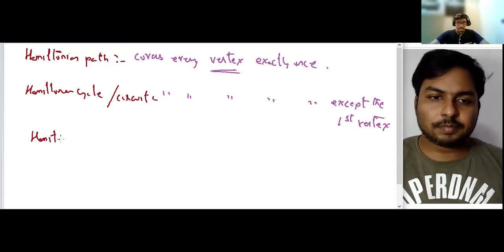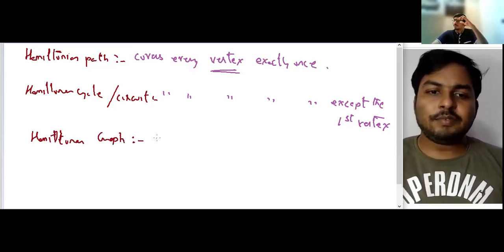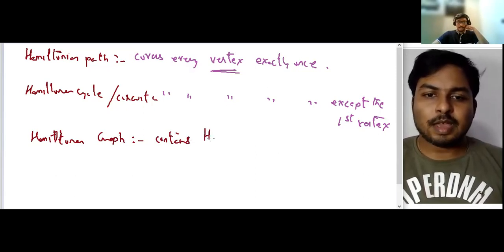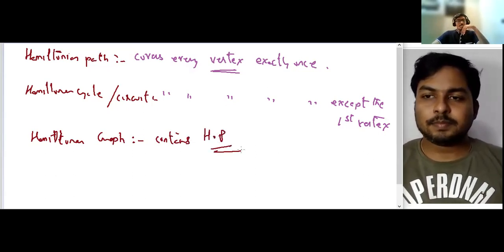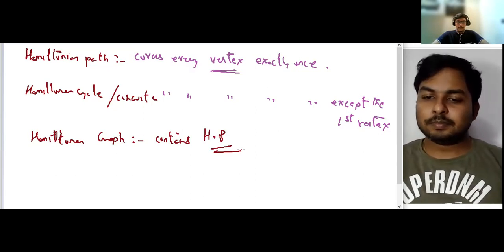Hamiltonian graph. So a Hamiltonian graph is a graph that contains a Hamiltonian path. A Hamiltonian graph is a graph that contains a Hamiltonian path. Yes, sir.